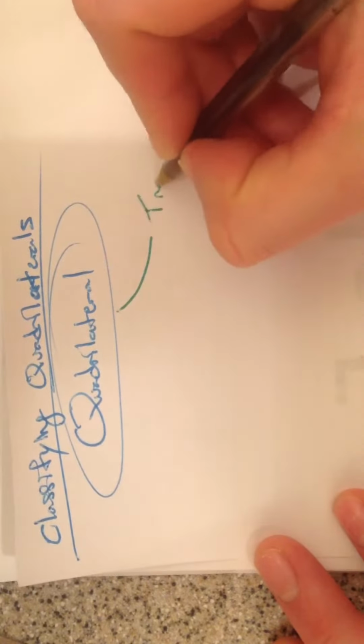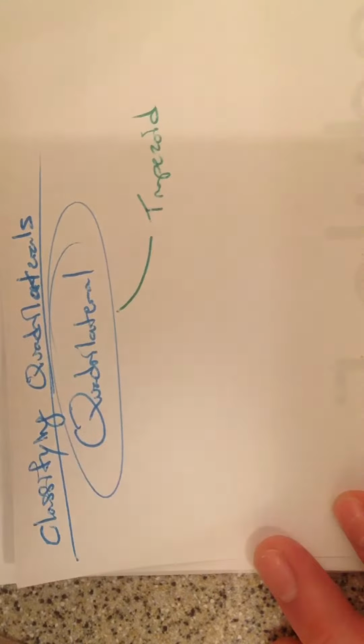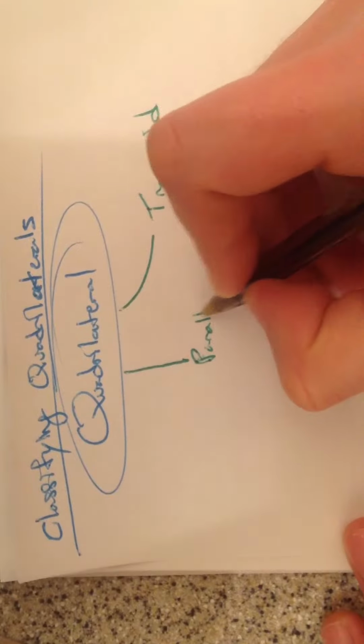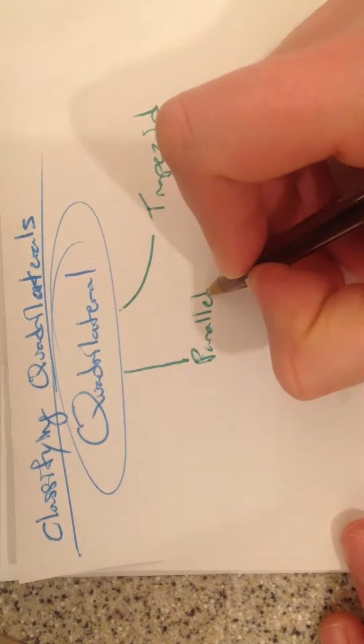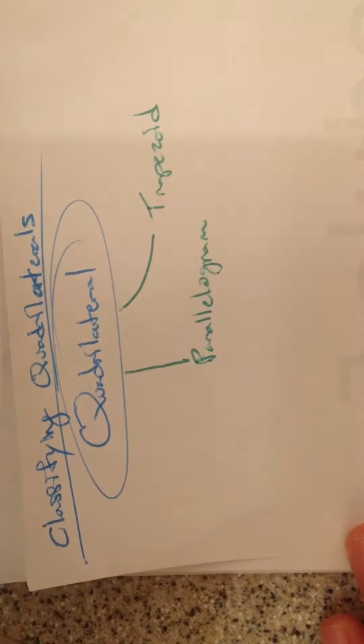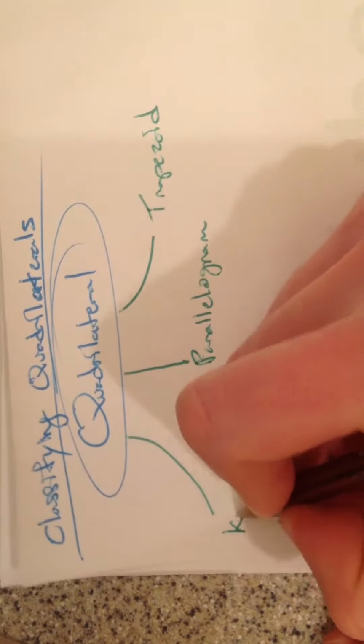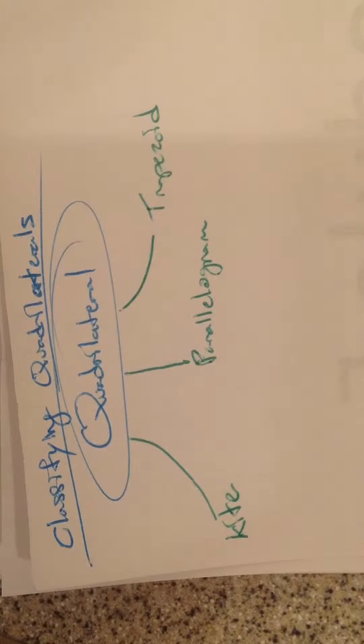So first off, when classifying, trapezoid is one type that falls underneath it. And we're going to have a separate video that goes through some of the properties of each of these. But another type that falls under it is a parallelogram. Parallelogram. Okay. The third type that falls under the one I talk about is a kite. So we'll break down to these three types.